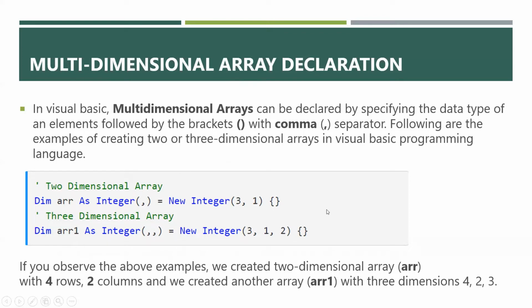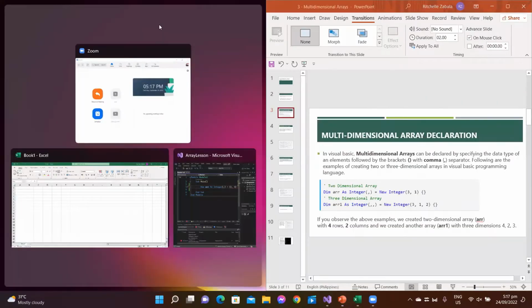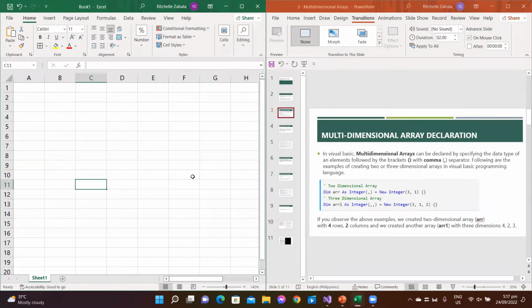So we have here a sample code on how we declare a 2-dimensional and 3-dimensional array. Here we have a comment, 2-dimensional array, and this is how we declare a 2-dimensional array.